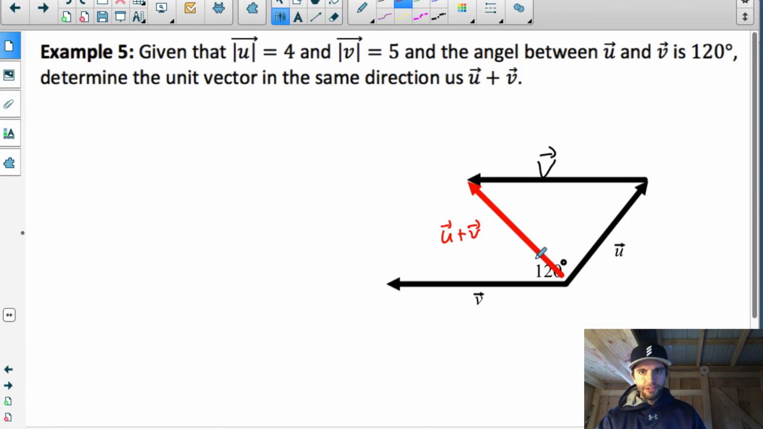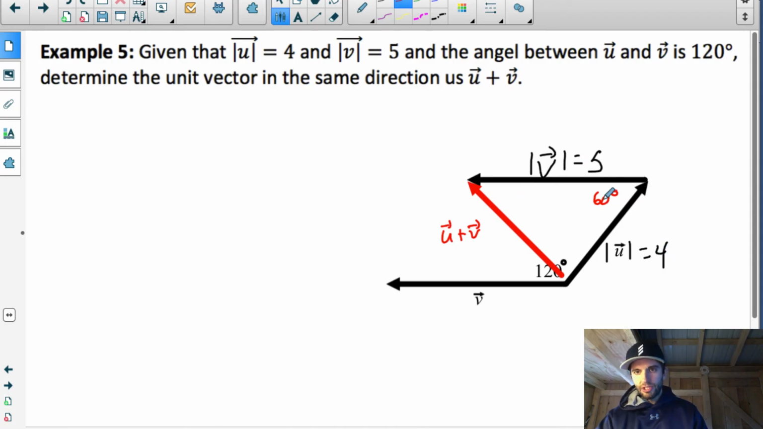So we want to come up with a vector that's in the exact same direction as this, but has a length of 1. So what I'm going to have to do is multiply vector u plus v by 1 over its magnitude. So we're going to have to figure out the magnitude of this vector. Well, what do we know? In this diagram, we know the magnitude of vector v is 5, and we know the magnitude of vector u is 4. And I could figure out the angle between them. If you remember angle properties, co-interior angles equal 180. So I know that this angle and this angle have to equal 180, so therefore this angle has to be 60 degrees.